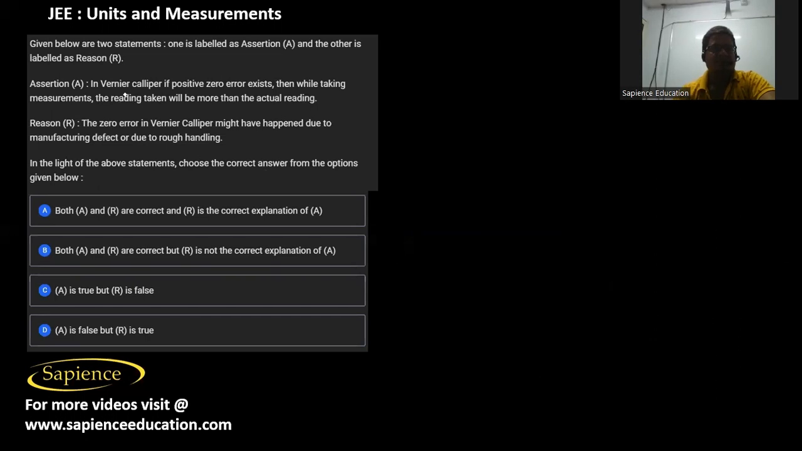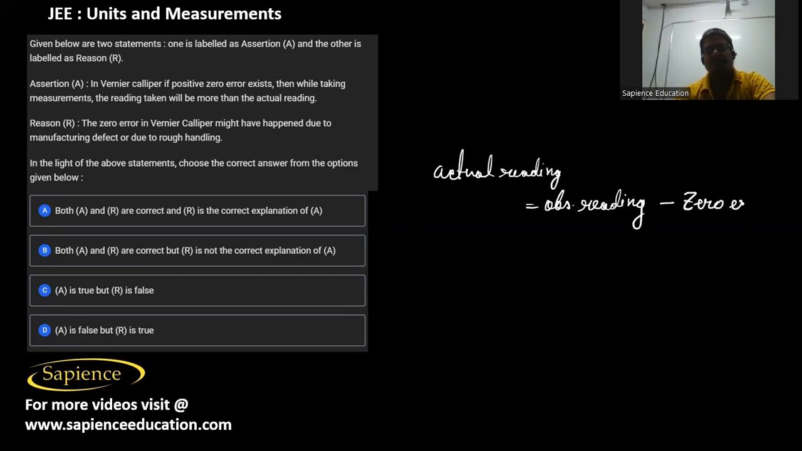And here it is told the assertion: in a vernier caliper, if positive zero error exists, then while taking measurements, the reading taken will be more than the actual reading. Yes, that is true. Since the actual reading is equal to the observed reading minus the zero error. So it means that the observed reading, which is the reading taken, is slightly more than the actual reading.